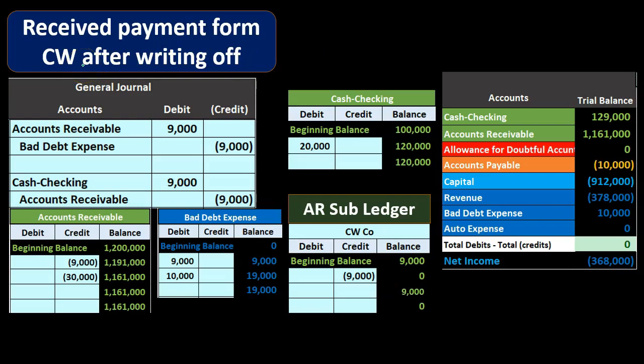So we wrote CW off. We said, hey, they're not going to pay us the $9,000. And then they came in even without our collection actions. We gave up collecting the money. They came in and paid us, and that's great. So you would think that we would debit cash and credit some other account. We couldn't credit accounts receivable because we already wrote it off. We wrote it off, in this case, under the direct write-off method to bad debt. So you would think we can just debit cash and credit bad debt.